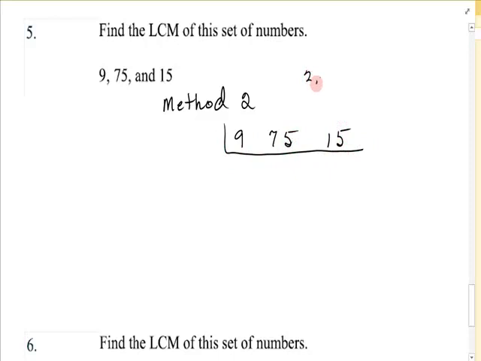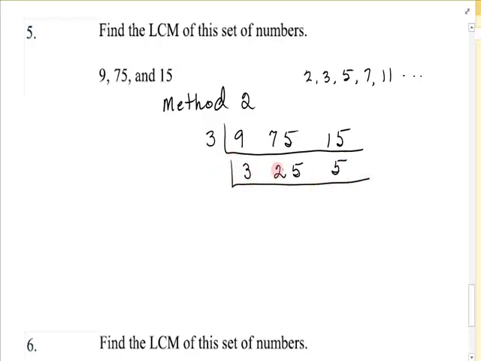Remember, my prime numbers are 2, 3, 5, 7, 11, and so on. So 2 is not going to work in any of those. 3 will. 3 goes into 9 3 times. 3 goes into 75 25 times. And 3 goes into 15 5 times.